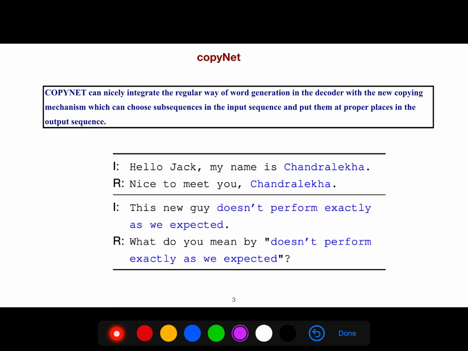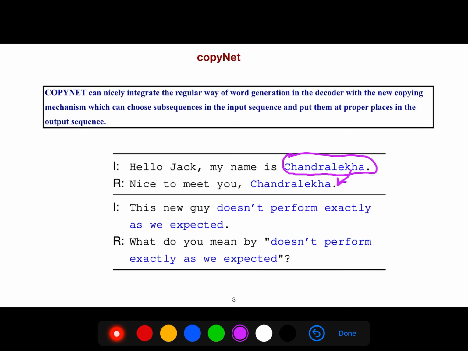So the CopyNet can nicely integrate the regular way of word generation in the decoder with the new copying mechanism, which can choose subsequences in the input sequence and put them at proper places in the output sequence. For example, hello Jack, my name is Chandra Lekha. Nice to meet you, Chandra. So it's just copying this. It may not have this word or my name Farshad in their vocabulary, but it can just copy that.